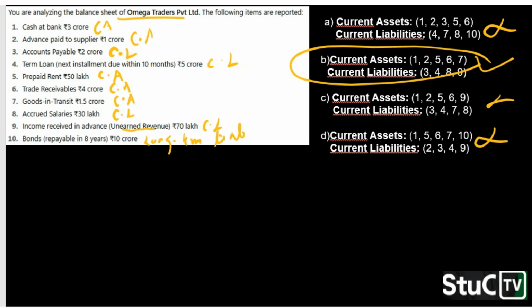So this way, by quickly looking at options, sometimes you can solve the MCQs.